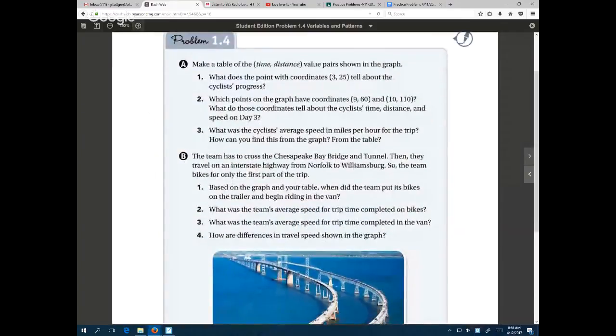Okay, so here's the thing. Jacob was correct. Time and distance are going to be your two values in your table. You have to make the table first, and there's some questions.